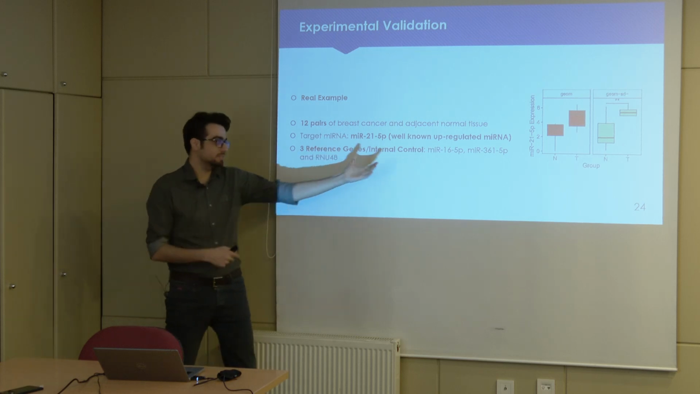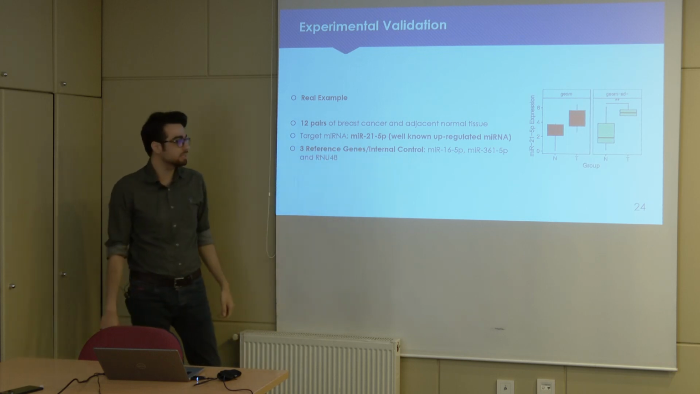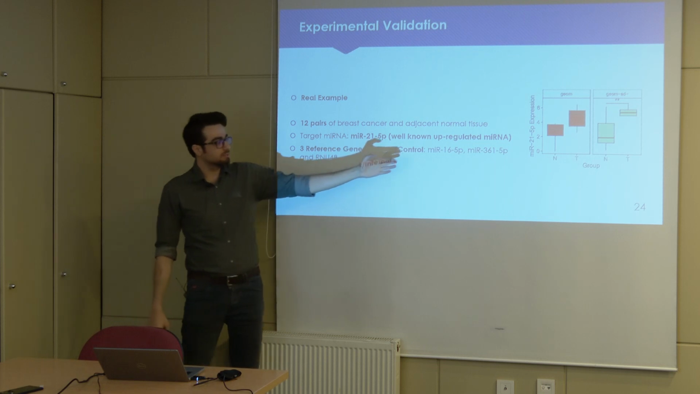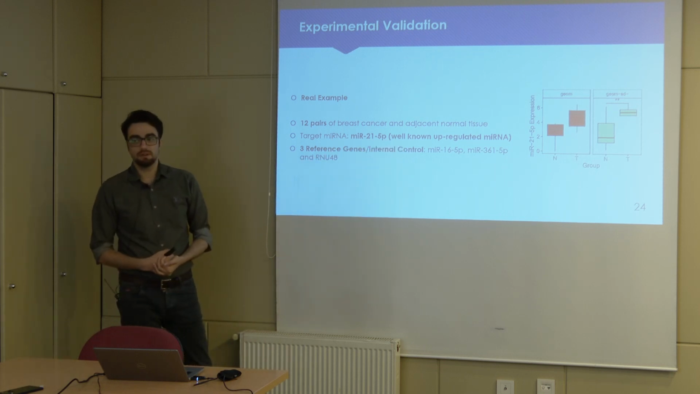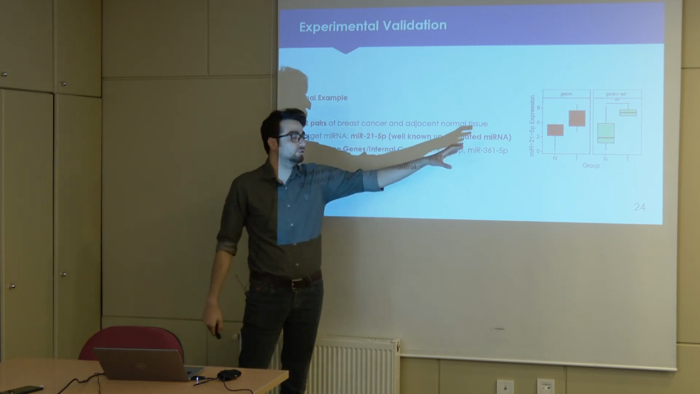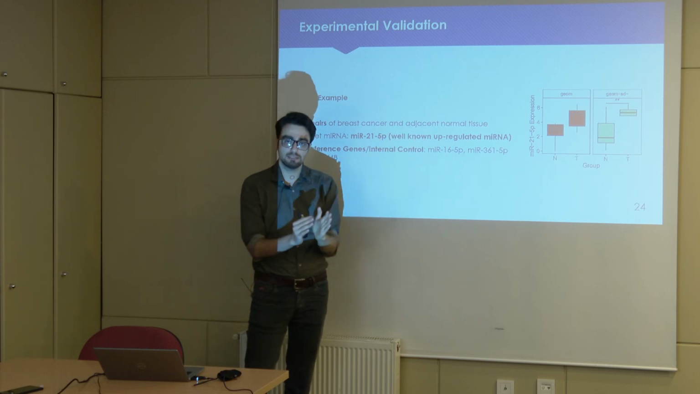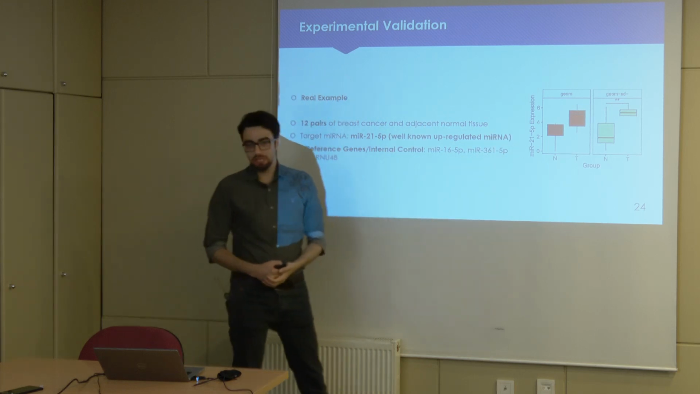These are not actual genes; we can say internal control. There are different terms for it, and these are selected based on literature and previously suggested reference genes. What we can see in the results is that when you use the geometric mean to aggregate these reference genes, there is no significant change.